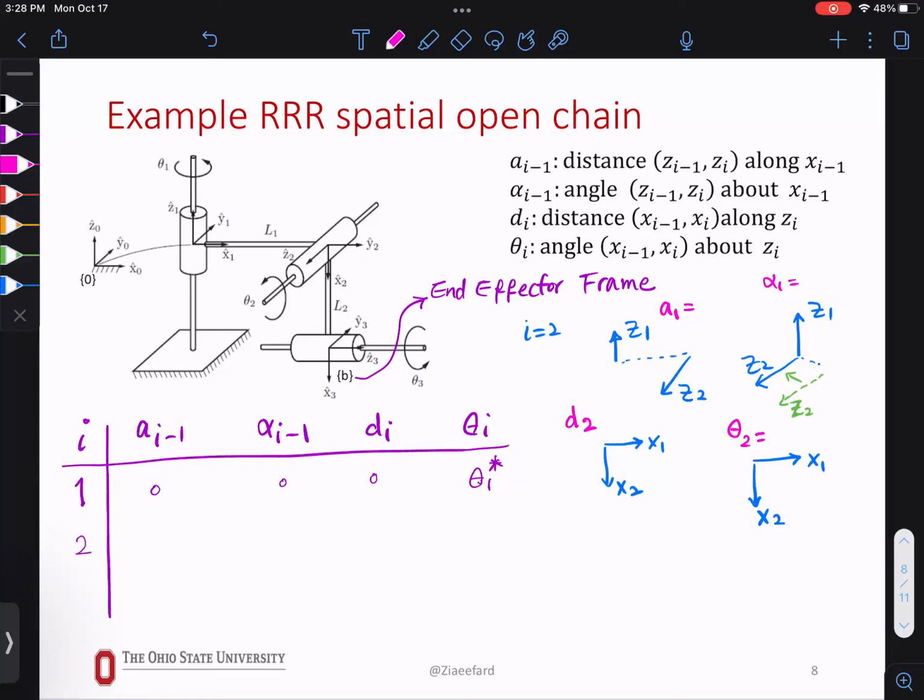So we are going to start from the top. Frame i is 2, so i minus 1 is 1, so we're going to find A1. A1 is the distance between Z1 and Z2 along X1. It's a joint variable. And you will see why we separate them once I fill out row 2.